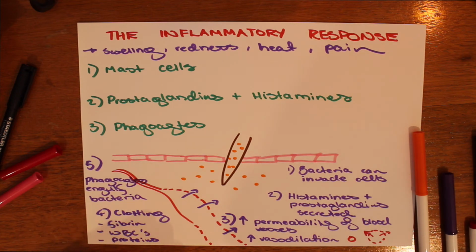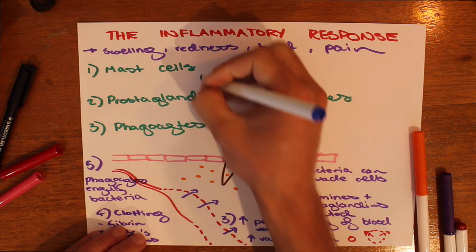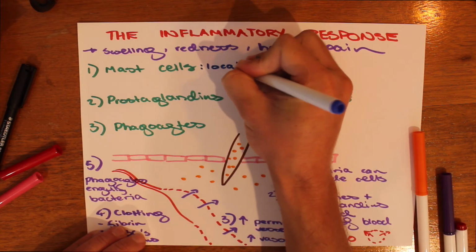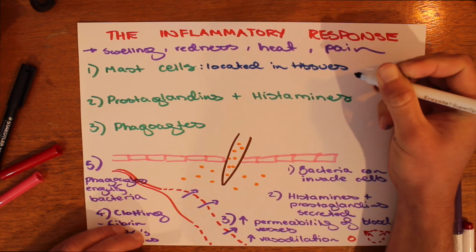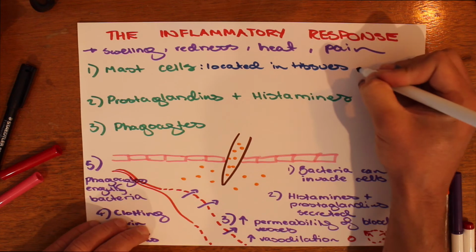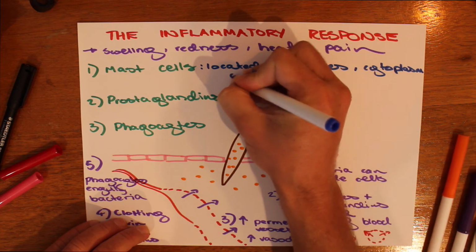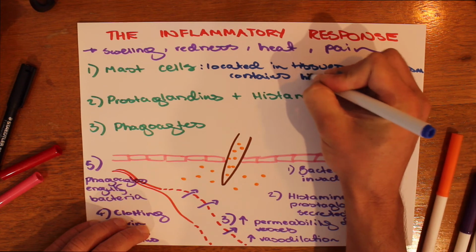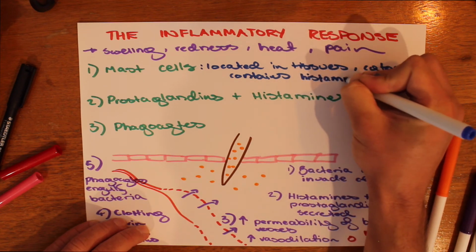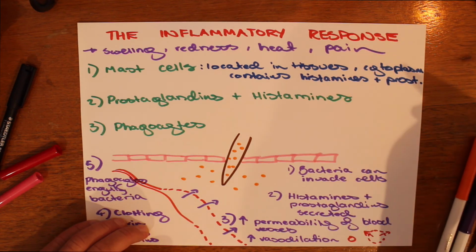So if we were to summarize everything that we just looked at, we can say, well, we have mast cells, which are located in tissues. They're located in tissues, and in their cytoplasm they contain histamines, and just shorthand this, and prostaglandins.